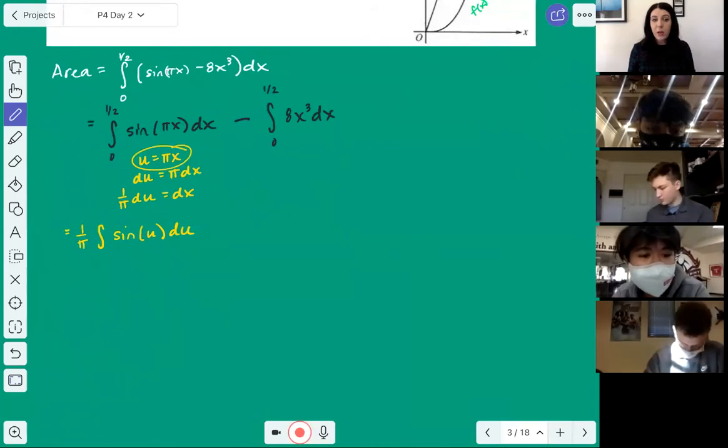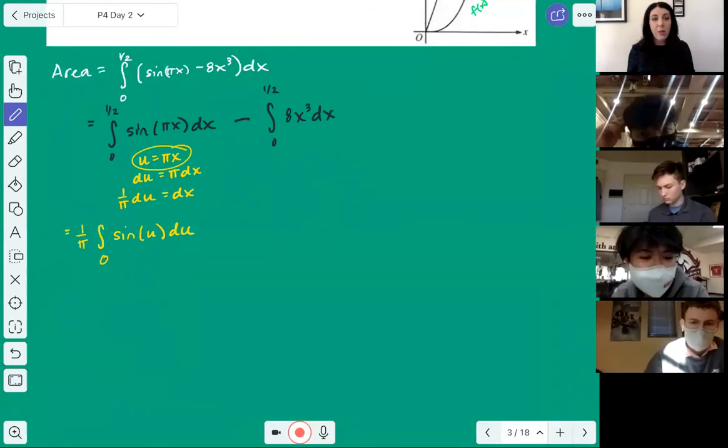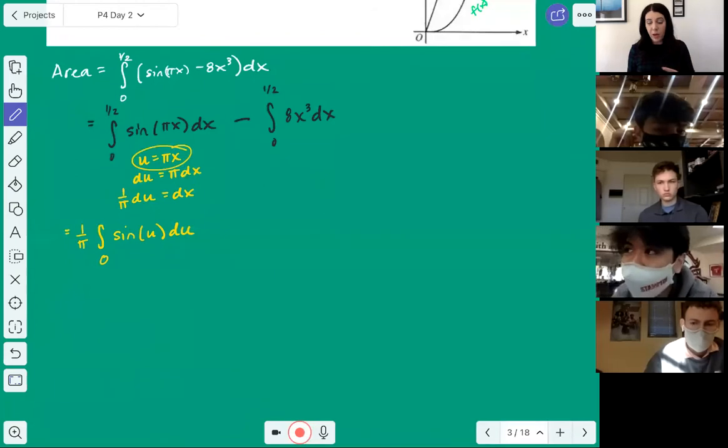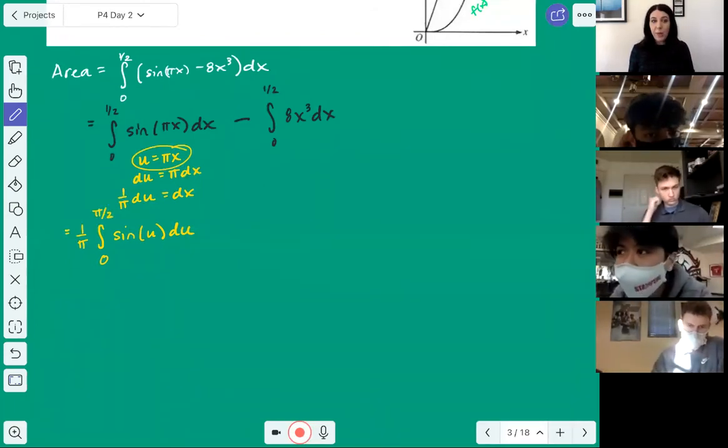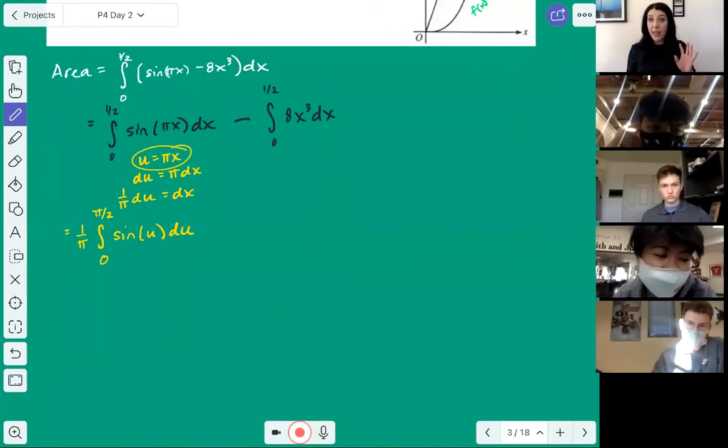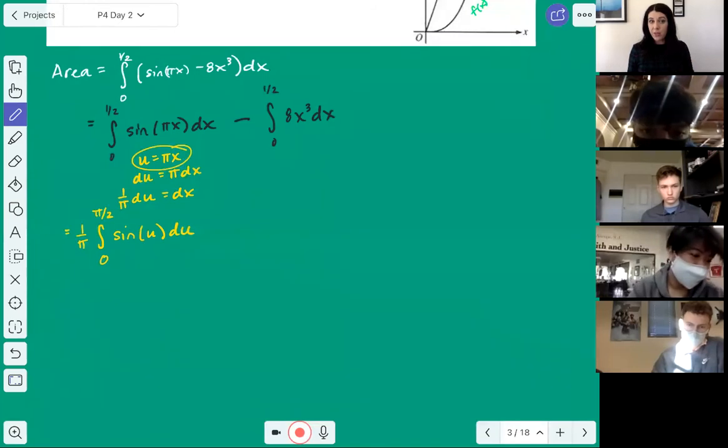So we're plugging our 0 into u equals pi x. So we get 0 as our bottom bound. And then we plug 1/2 into u equals pi x. So we get u equals pi times 1/2, or the same as pi over 2. Now that we've changed our bounds in this yellow portion, we are never going to go back to x's on the yellow portion. We're going to leave it in terms of u.